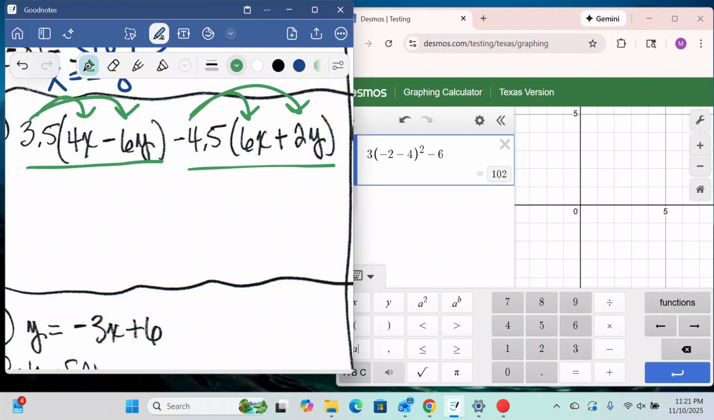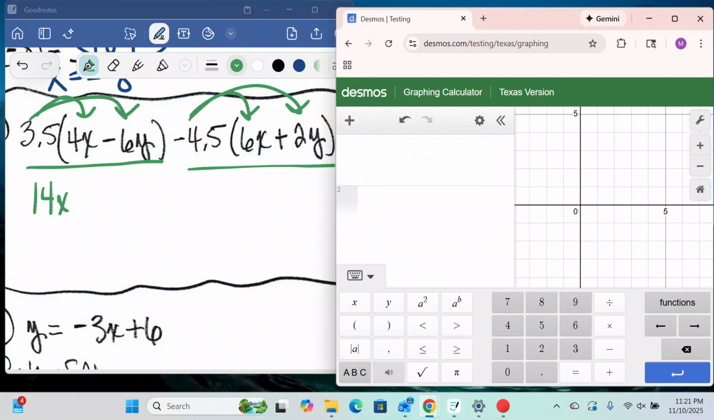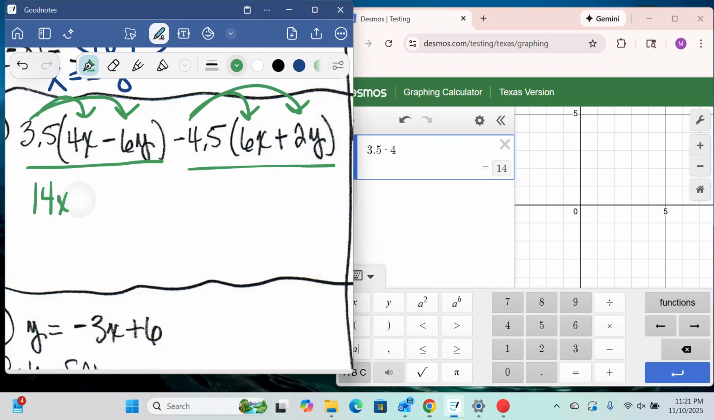So this is 3 times 4 is 12, 13, 14x positive. 3.5 times 4x is 14x, and if I don't know how to do it, all I have to do is input it in Desmos, and I'm just going to input 1 times 4, and that gives me a positive 14x. And I'm going to multiply 3.5 times negative 6. That gives me a negative. It's going to be negative 6, 12, 18, 19, 20. So that's going to be a 20y.